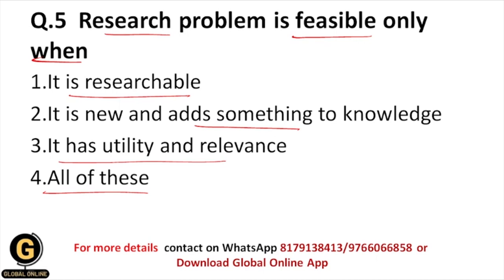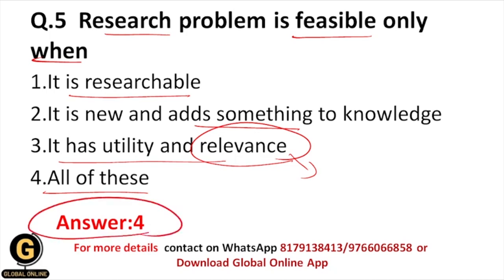And as well, whenever it has utility and relevance, relevance means whenever it has relevance to the problems in the society, then obviously it will be feasible. And that's why in all of these situations a research problem is feasible, and that's why your correct answer should be 4, that is all of these.